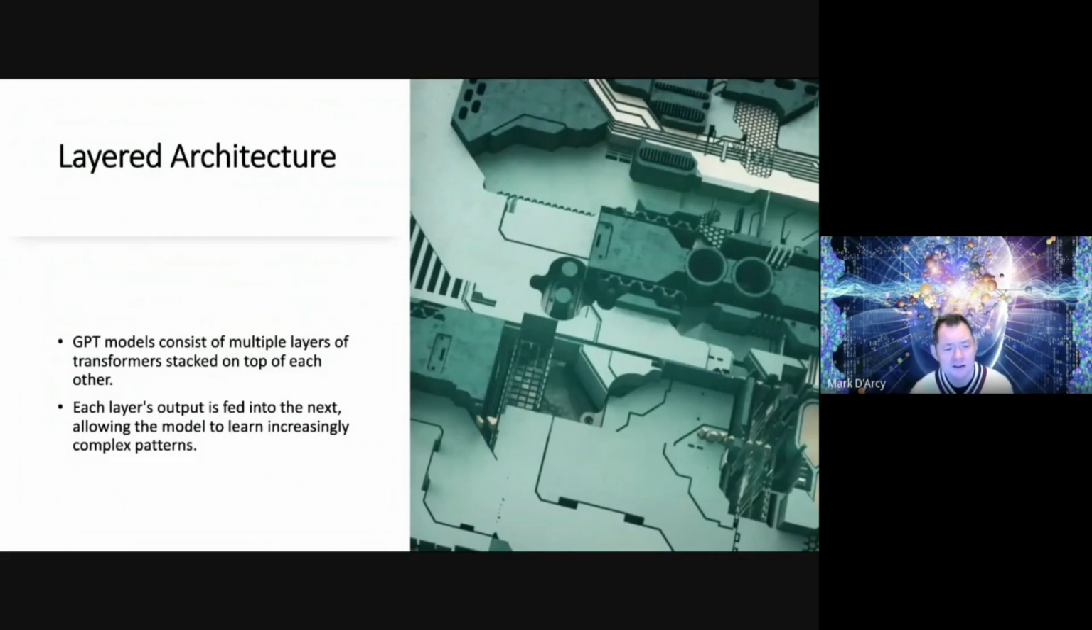Layered architecture. GPT models consist of multiple layers of transformers stacked on top of each other. Each layer's output is fed into the next, allowing the model to learn increasingly complex patterns. This, for example, is how the human brain works in vision. When light hits the photoreceptors on your retina, this generates electrical impulses which go down the optic nerves. And at the first layer of the occipital lobe, which is at the back of the brain, this is where vision is located, there is literally just a one-to-one mapping of each photoreceptor. That would be layer one, equivalent to layer one of the transformer network.